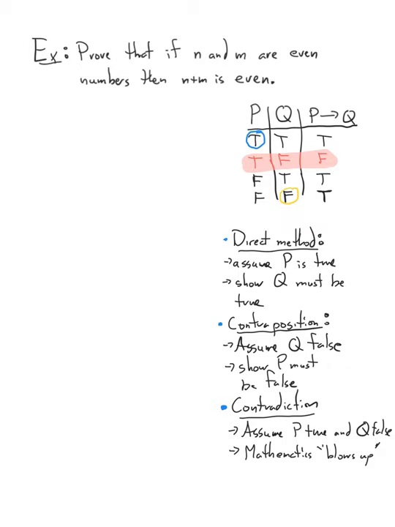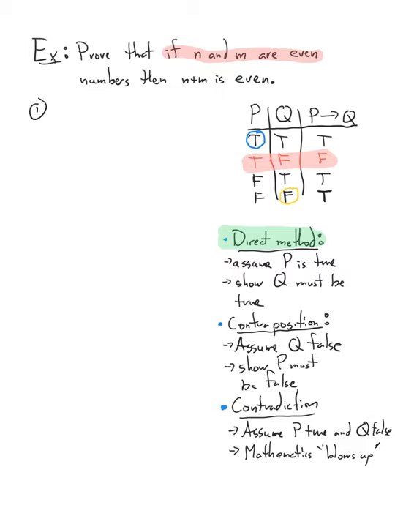Okay, so let's do the direct method. That's the one we're going to focus on, especially for the first bit of the course. This is the important bit. So we're going to assume that the if part is true. So what's our if part here? Our if part is the following: that if n and m are even. Okay, so what does that mean? If n is an even number and m is an even number. So we need to be able to write n and m as even numbers.